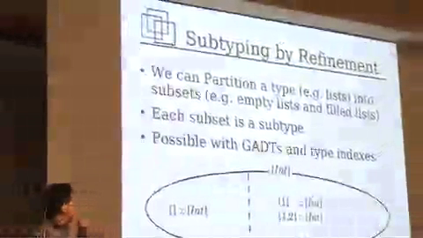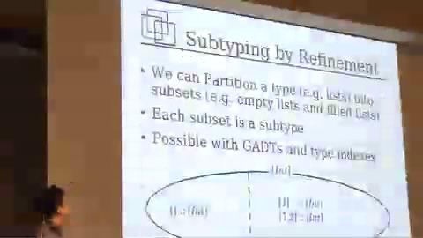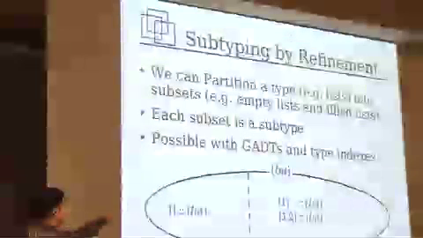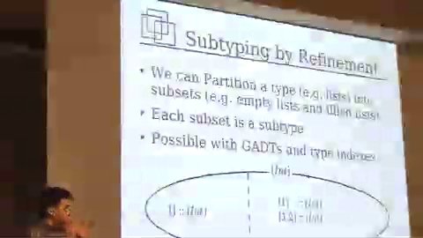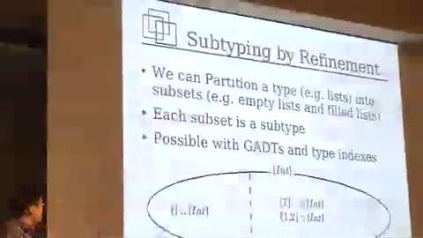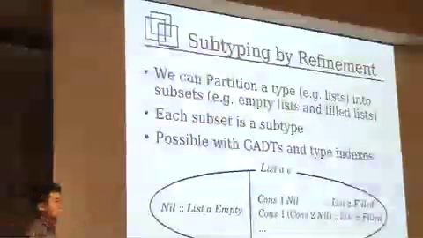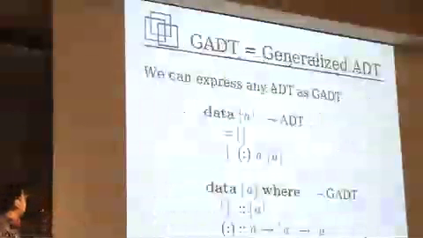So let's think about subtyping and what subtyping by refinement means. For example, when we have the list type, we can divide it into empty lists and non-empty lists, and we can do that statically by using a GADT, something like this. We'll show you an example in a second.